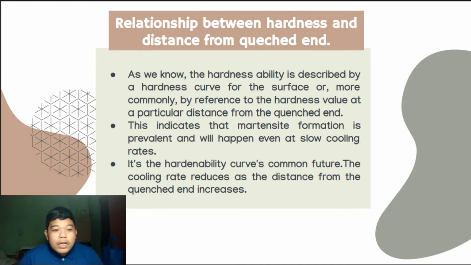The hardenability is also reduced by the difference in hardness between the two ends. It is what hardenability curves commonly feature. The cooling rates reduce as the distance from the quench end increases.